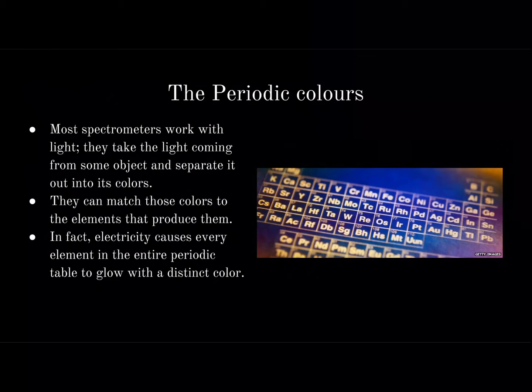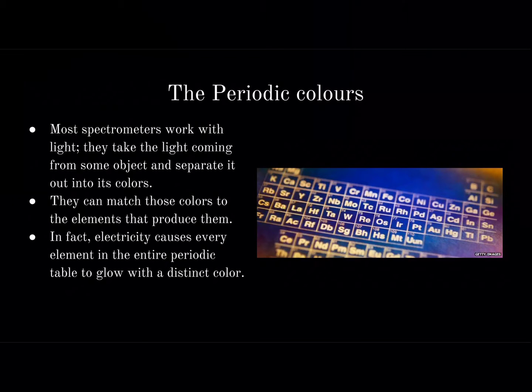Most spectrometers work with light and are a lot like prisms. They take the light coming from some object and separate it out into its colors. This is useful because it turns out that every element on the periodic table only gives off light of a few certain colors, so if they spread out the light coming from some object and see only certain colors, then they can match those colors with the elements that produce them.